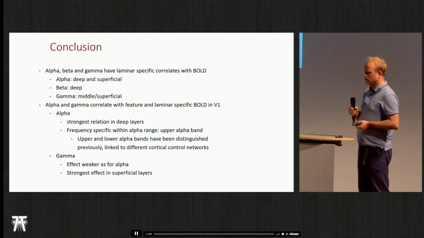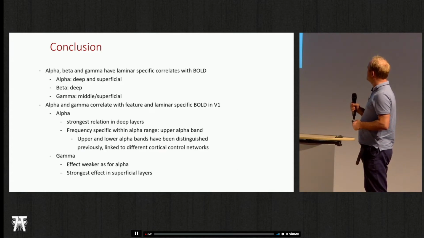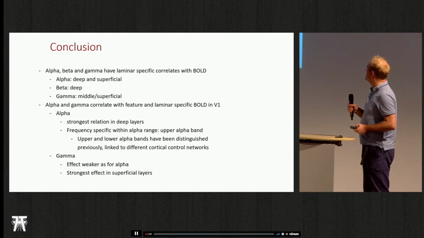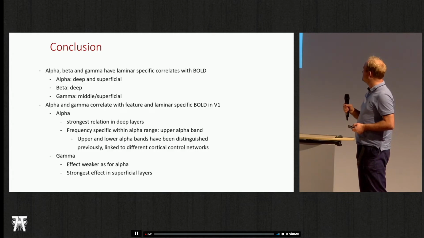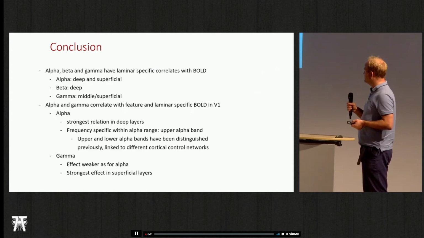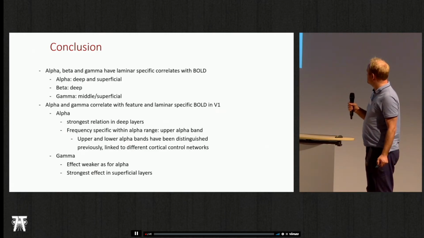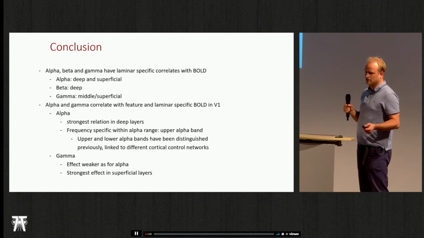So in conclusion, this is just a summary of what I just tried to tell you. What I've shown here is that alpha, beta, and gamma have laminar specific correlates with BOLD. For alpha, we found both deep and superficial correlates in the first experiment that I showed you, while for beta, until now, we've only found a relationship with deep layers, while gamma is mainly middle to superficial, especially for V2, V3. Alpha and gamma correlate with feature and laminar specific BOLD in V1. So the results that I've shown you now were only V1.